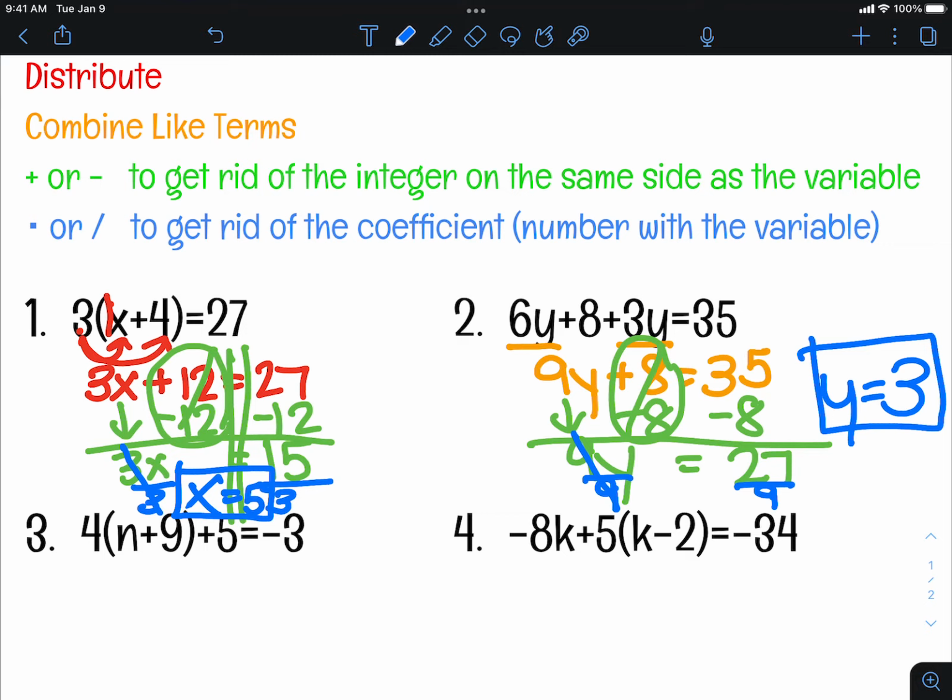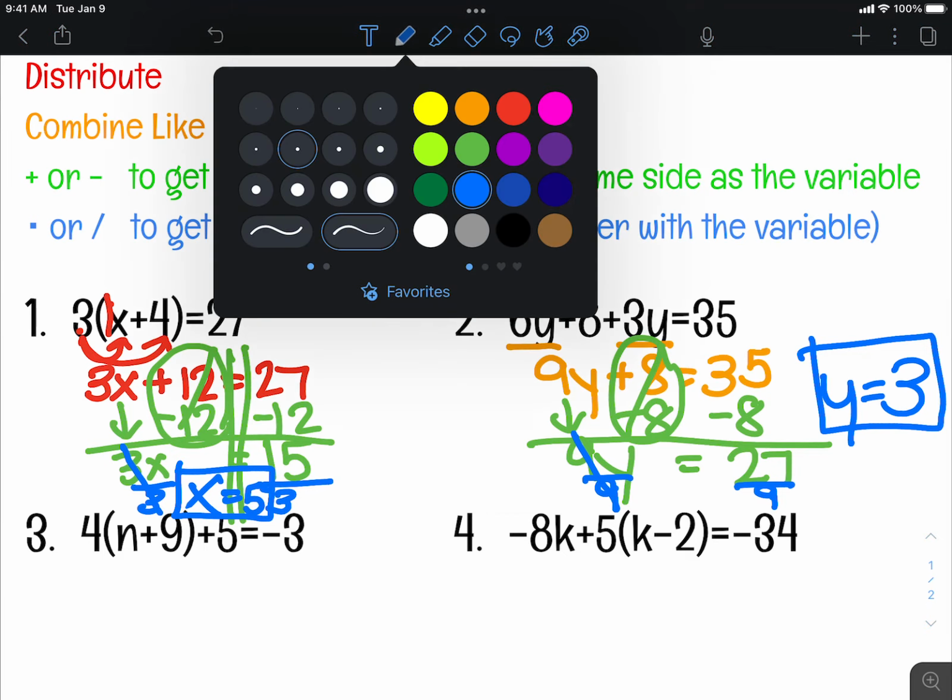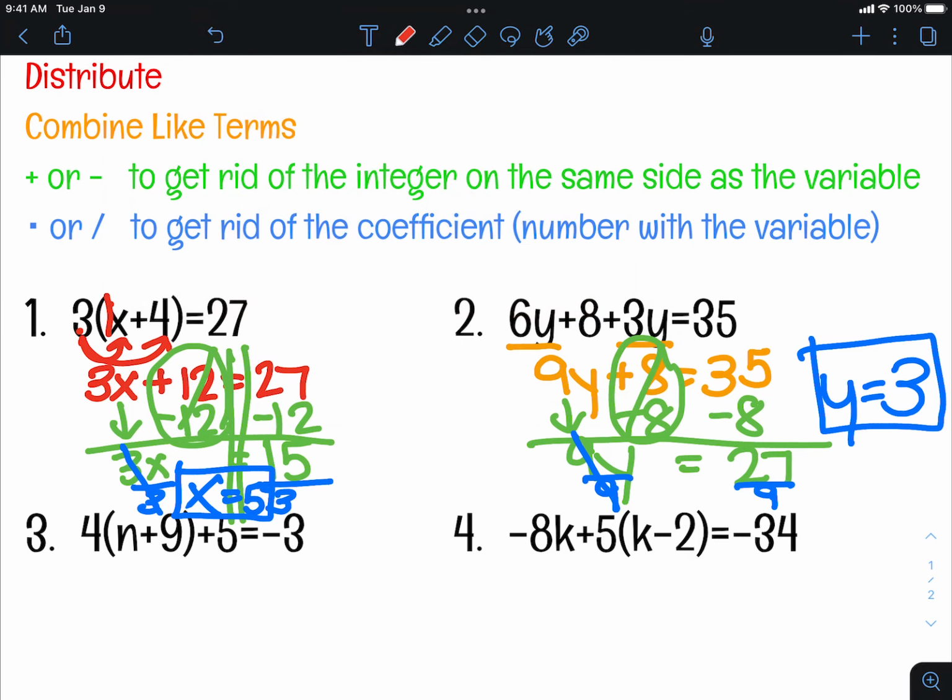All right, let's take a peek at number 3. Step number 1 is to distribute. I'm going to do 4 times each of these terms. 4 times n is 4n. 4 times 9 is 36. And then I'm just going to rewrite the rest of my equation.